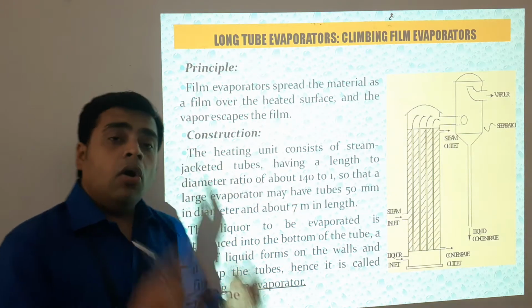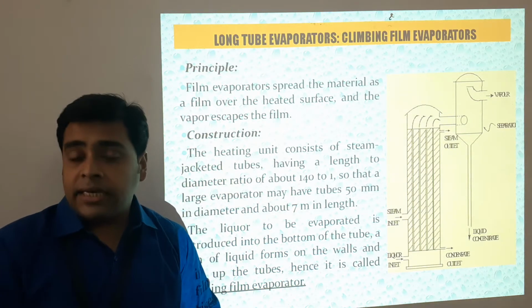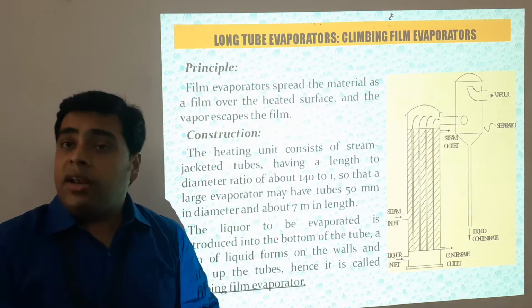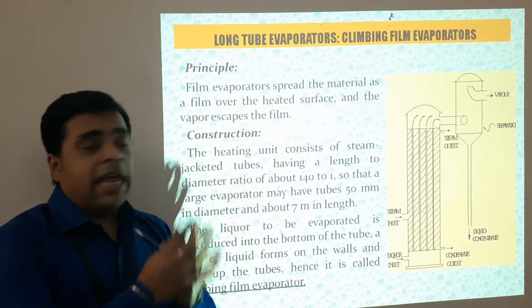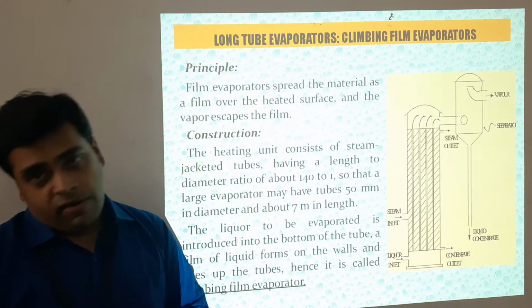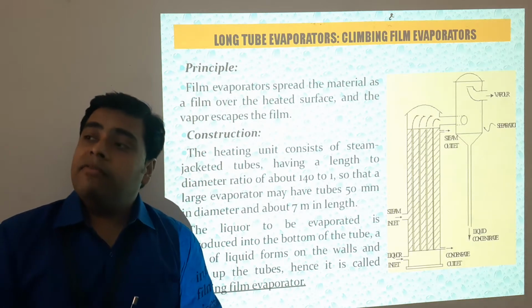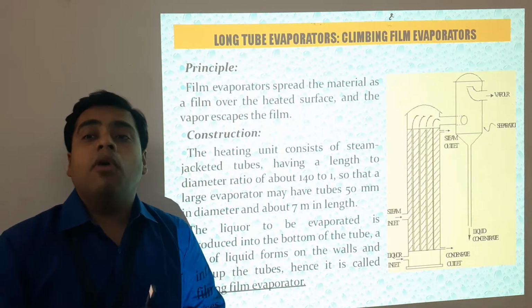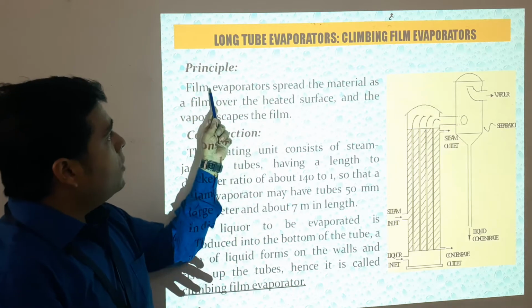Now the long tube evaporators are classified into two basic types depending on the nature of the film which is obtained: the climbing film type and the falling film type. First we'll cover the climbing film type, then we'll go on to the falling film type. So come to the principle.